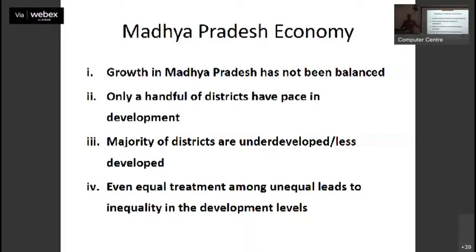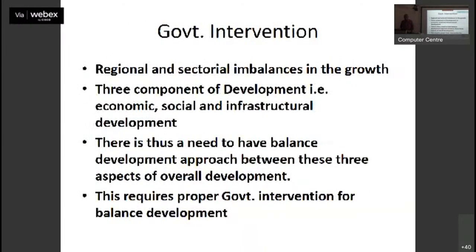Jhabua, Indore, you cannot compare. Indore, Khargone, you cannot compare. Indore, Betul, you cannot compare. Even equal treatment among unequal leads to inequality in the development level. इसलिए ऐसे स्टेट में जहाँ इतनी disparity है, if we are following the policy of same for all, equal treatment among unequal leads to increased inequalities. Therefore, government intervention is required in order to create balanced development. Regional and social imbalances in the growth. Therefore, we need government intervention.